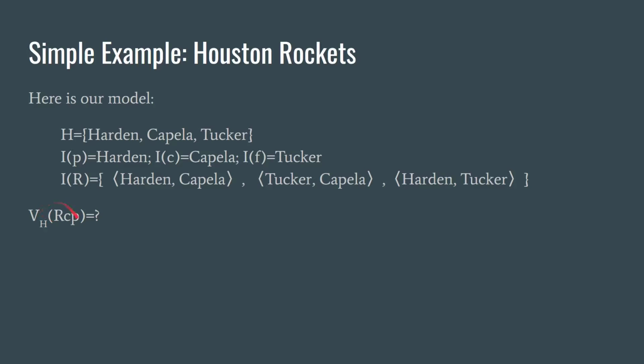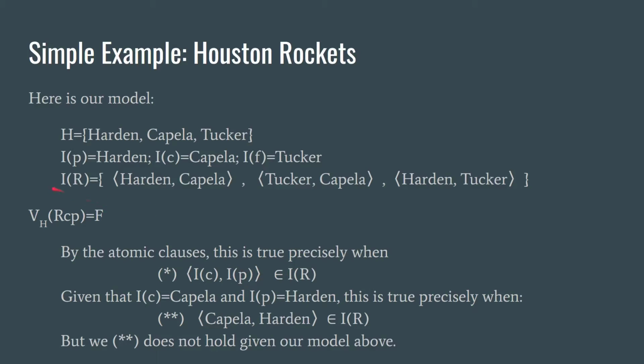Here's another atomic sentence. Again, this would be a wise time to pause the video and try to determine whether this sentence comes out true or false on the model. This is saying the center is better at shooting threes than the point guard. That means we need to look at our set IR and determine whether there's an ordered pair where the center comes first and the point guard comes second.